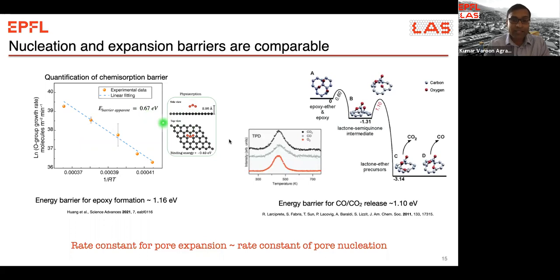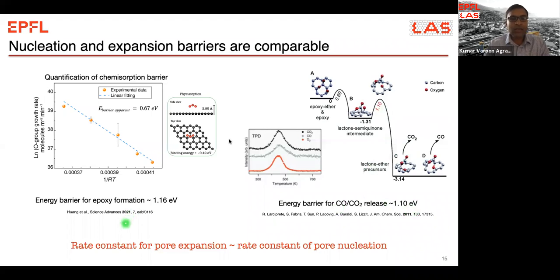This is interesting because ultimately the pore formation that happens with ozone is by release of CO or CO2 from these structures. And it has been shown by a few studies that CO and CO2 release with an energy barrier of 1.1 electron volt. So this is the data from Lizet and Baraldi's work, where they did simulation as well as showed this TPD data, which was quite consistent, yielding an energy barrier of 1.1 electron volt.